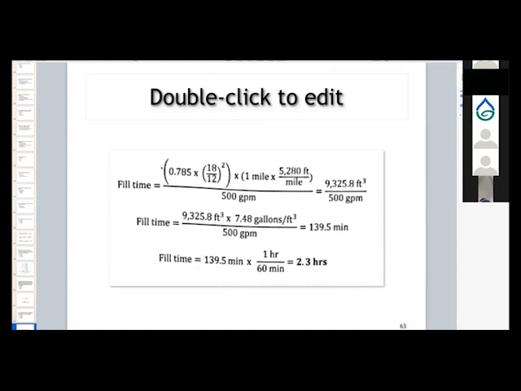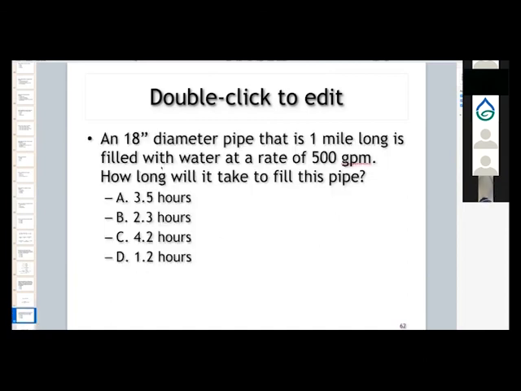And then you'll further convert that. You'll use your conversion of 7.48 gallons to cubic feet. And then you divide that into the 500 GPM, and then you're going to get about 140 minutes. And then the last step is to convert to hours. And there, we all know that there's 60 minutes in 1 hour. So 2.3 hours. The answer is B.